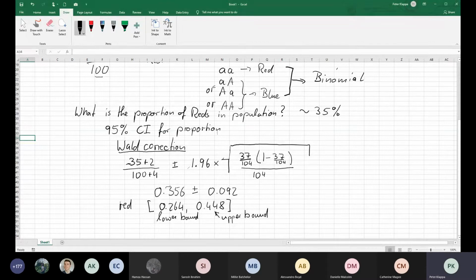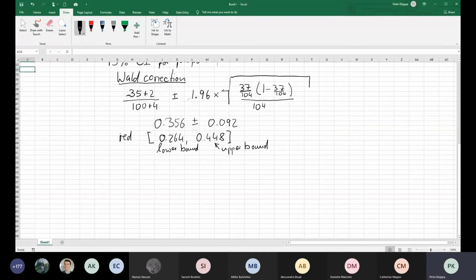So we can say we are pretty confident that the proportion of red butterflies in the population is somewhere between 26.4% and 44.8%. And I've just expressed these numbers in percentage.